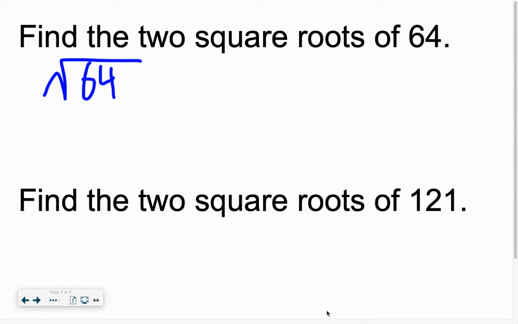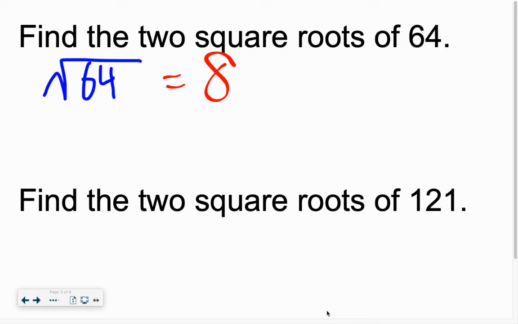And what number times itself gives you 64? This is where you can just, if you're not sure, take a guess. 6. Well, what's 6 times 6? 36. Too low. 7. 7 times 7 is 49. Nope, not there yet. Up next, let's try 8. 8 times 8. Oh, that is 64. Perfect. So one of the square roots is 8.